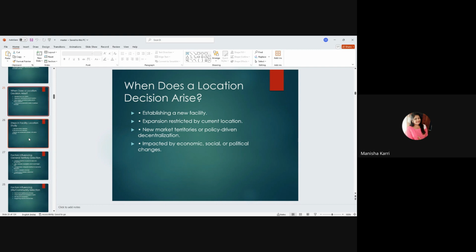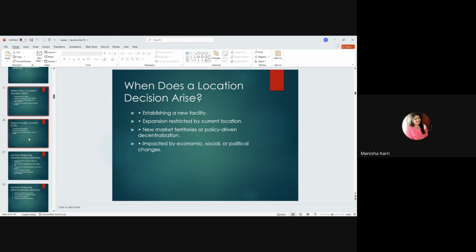So when does a location decision arise? Establishing a new facility means a business needs to decide where to set up brand new operations, and a company launching its first factory or store needs to choose the best city or region for it.